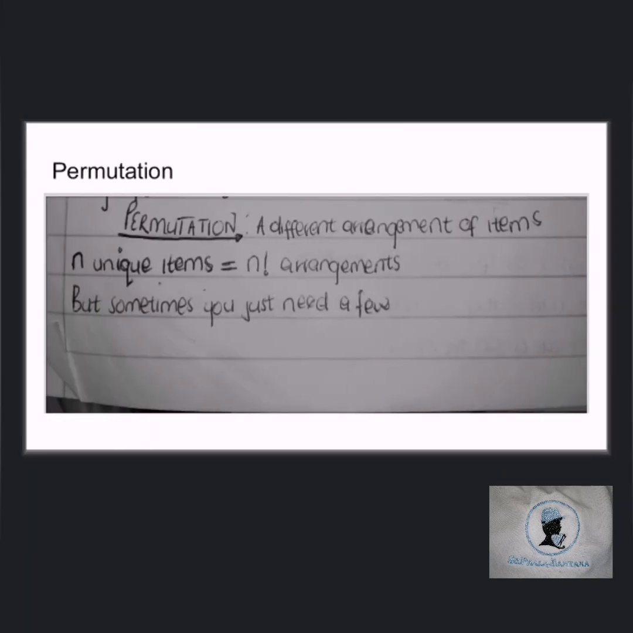So a permutation is a different arrangement of items. Permutation is a way that we can arrange different items. Having n unique items, we can arrange them in n factorial arrangements. But sometimes you just need a few. By that I mean that sometimes you'll be given n items and you just have to choose, or arrange, a few from those items, not all of them.